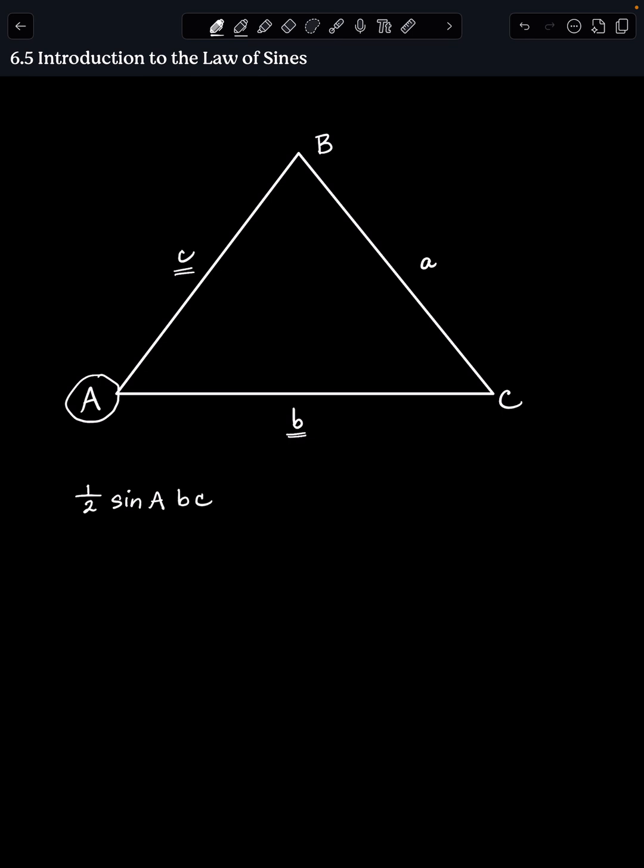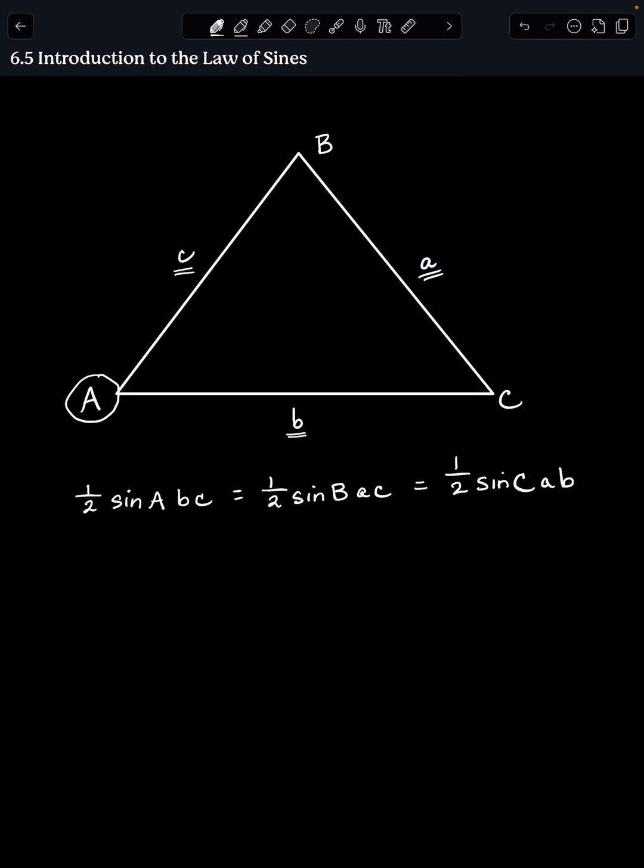All right, and I could do that with angle C and angle B. Look at angle B. So angle B is between a and c, so that would equal 1/2 times the sine of B times a times c. Or angle C, likewise, it would be the sine of C times a and b. Angle C is between side a and b, so this would be 1/2 times the sine of C times a times b.